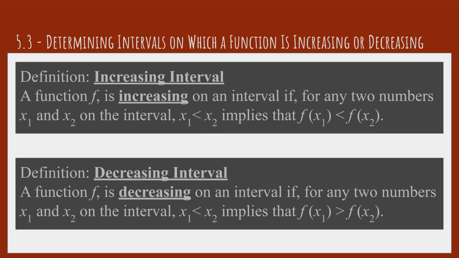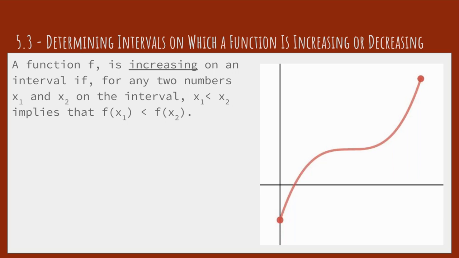And on the other hand, for a decreasing interval, a value to the right on the x-axis is going to give us a y value that's going to be smaller. So increasing and decreasing, we can look at any 2 points on the interval, and a point to the right will either be bigger or smaller depending on if the interval is an increasing or decreasing interval.